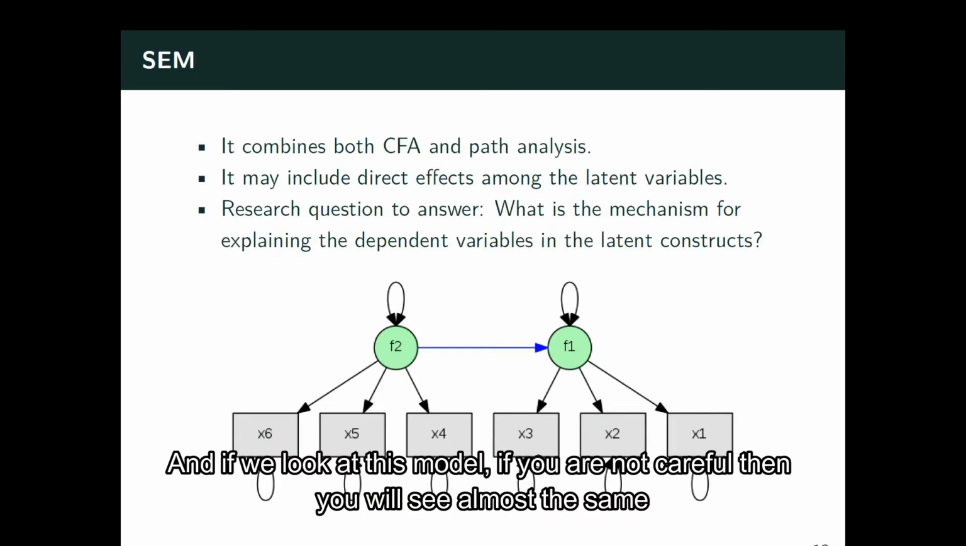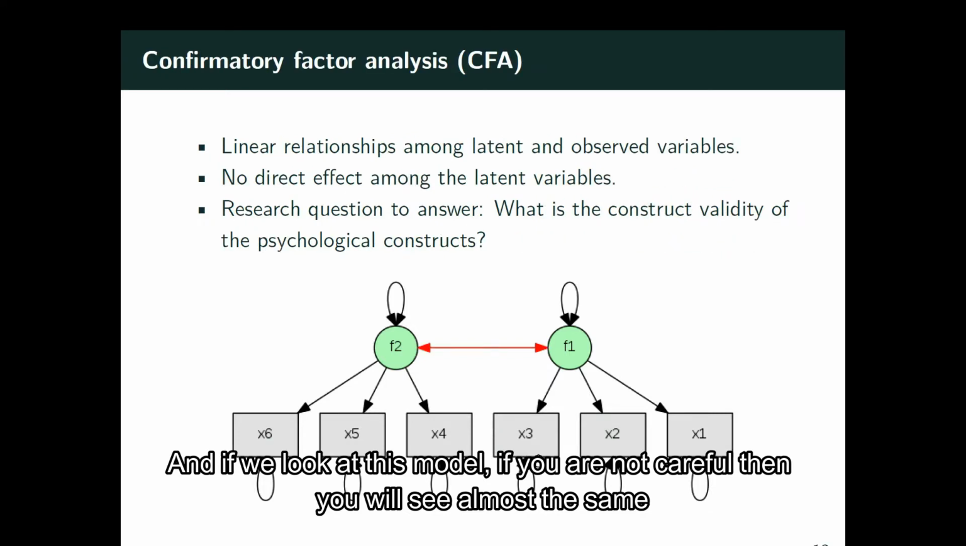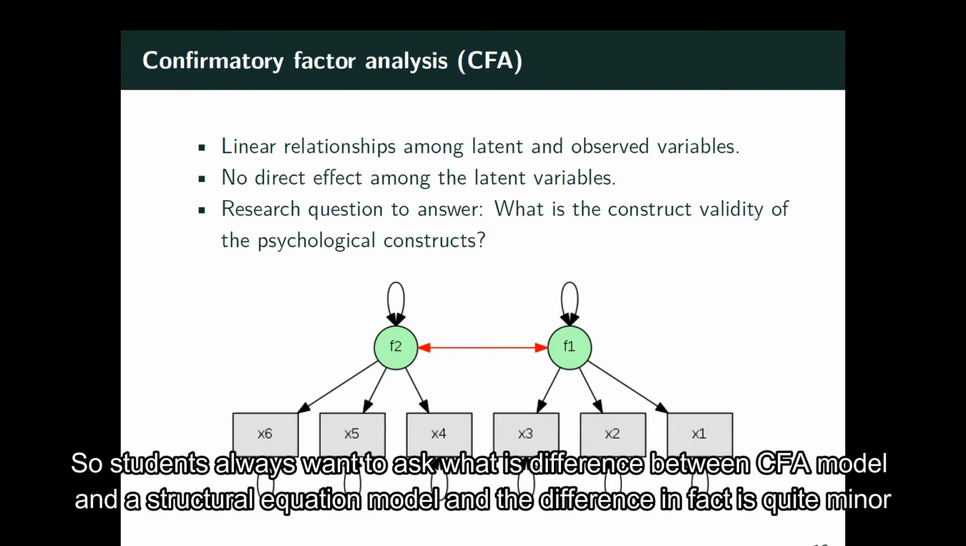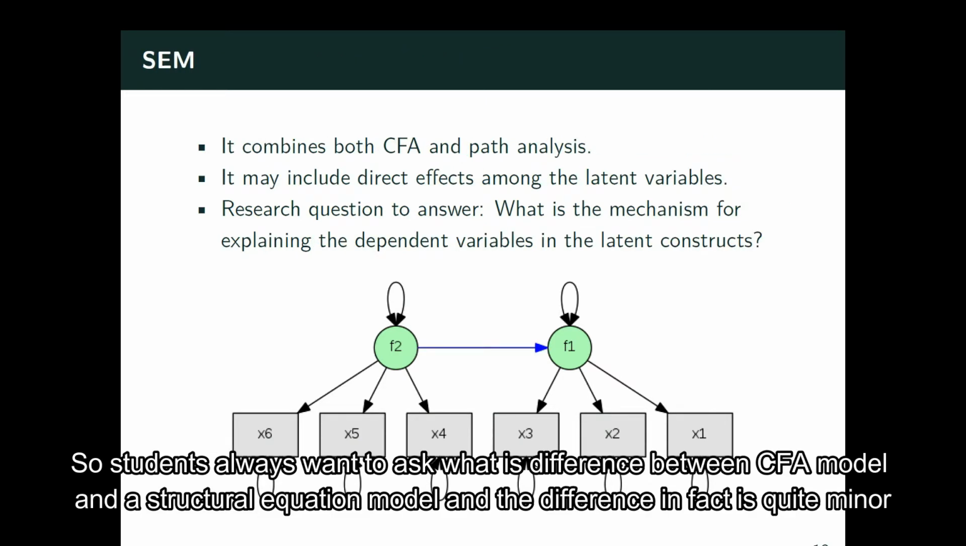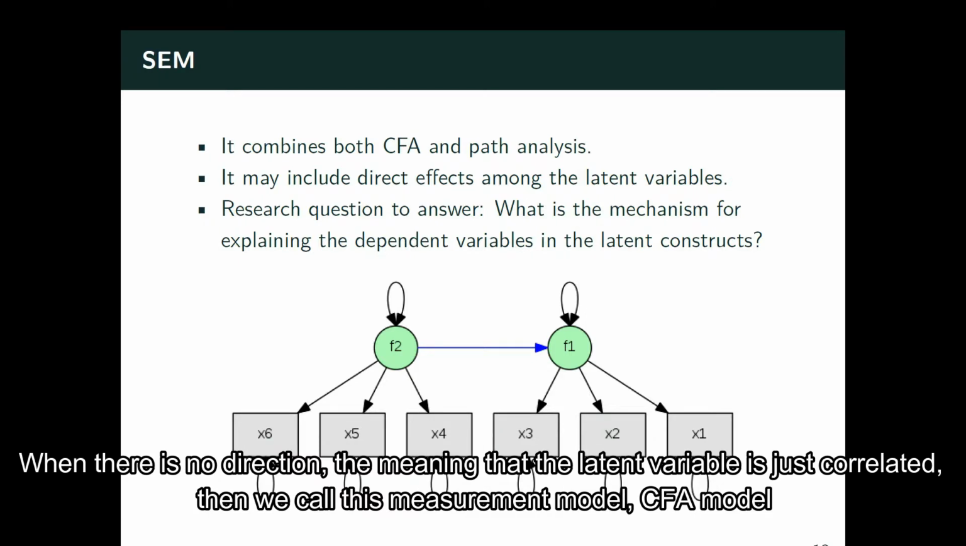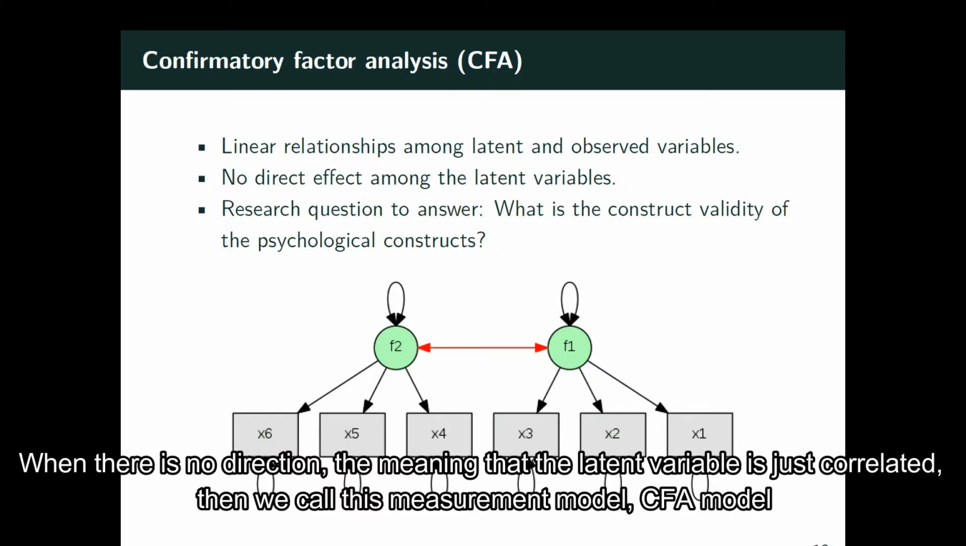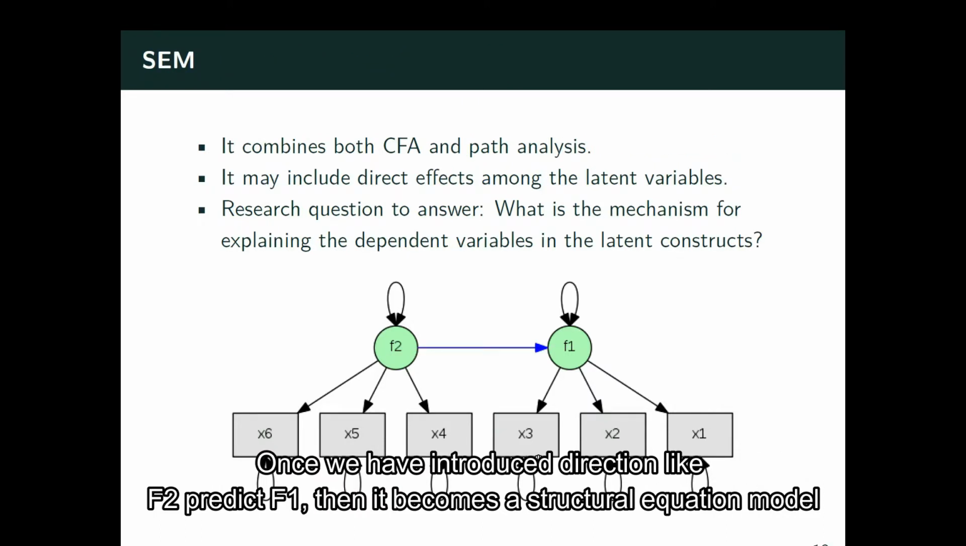And if you look at this model, if you are not careful, then you see they're almost the same. Students always want to ask, what's the difference between a CFA model and a structural equation model? The difference, in fact, is quite minor. When there's no direction, meaning the latent variables are just correlated, then we call this a measurement model, a CFA model. Once we have introduced direction, like F2 predicts F1, then it becomes a structural equation model.